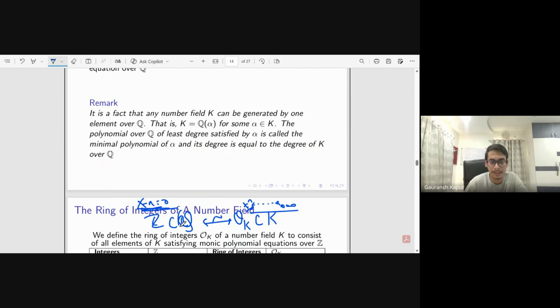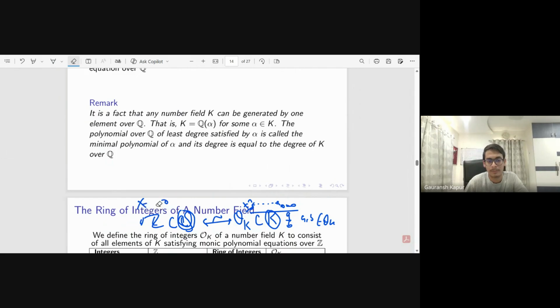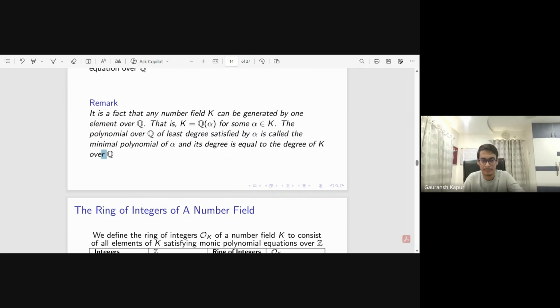And also any element in Q can be written as a over b for some integers a and b. So we want any element of K to be written as a over b where a, b are in Z, and other similar things. So what we are doing by defining the ring of integers is that we are trying to create a subring inside this which behaves almost exactly like the integers behave inside the rationals.